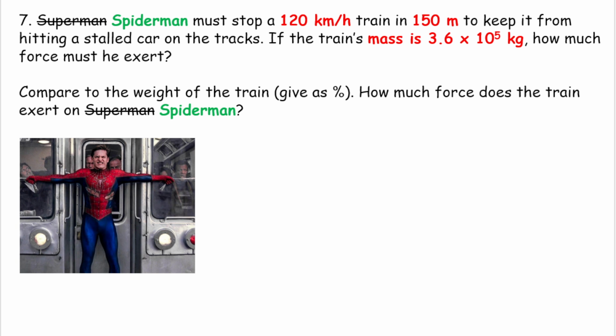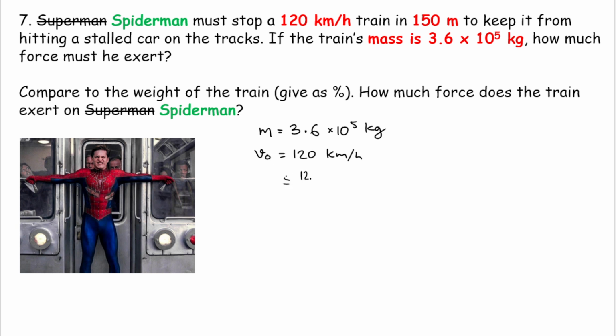Okay, let's see here, we have the mass of the train. That will be 3.6 multiplied by 10 to the 5 kilograms. Good. And then the initial velocity of the train, that will be V0, and that will be 120 km per hour. However, we need to convert this into SI units to make it easier to work with, right? So let's convert this into SI units.